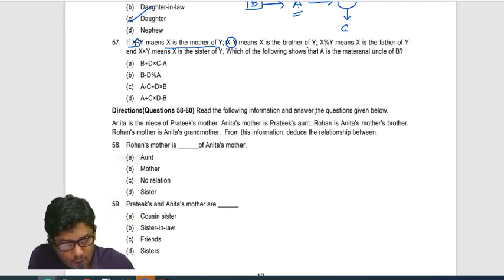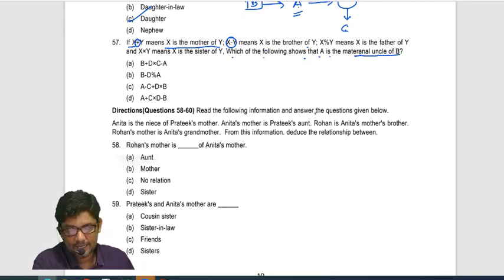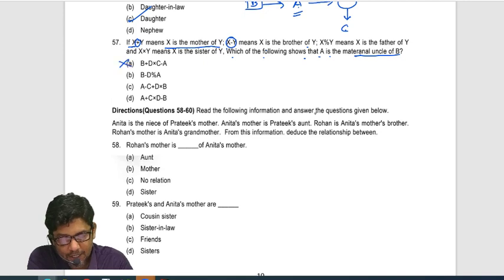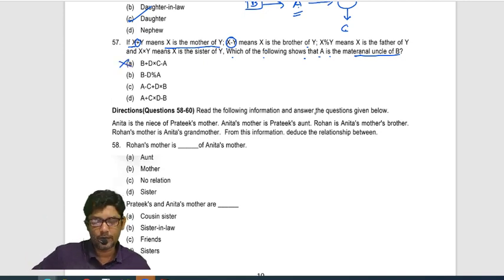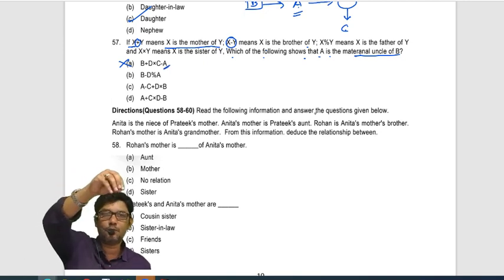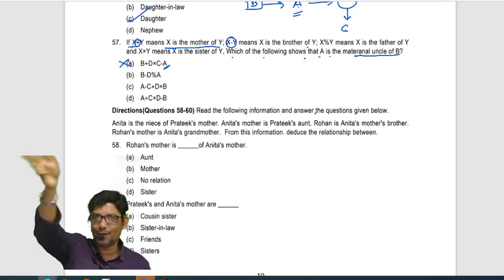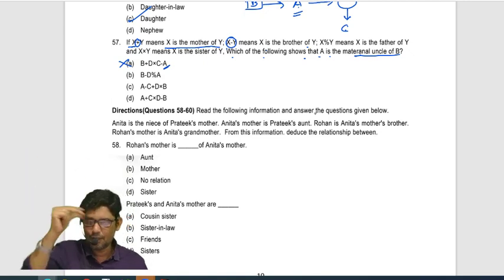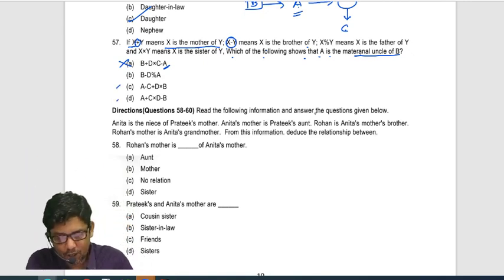Look at this. What exactly is the question? Which of the following shows that A is the maternal uncle of B? Now, option A cannot be possible. Why? Sir, how can you abruptly say option A is not possible? Because where is A? At last. Last means either he can be nephew, niece, son, daughter. Definitely cannot be uncle. So, the option may be C or D only.